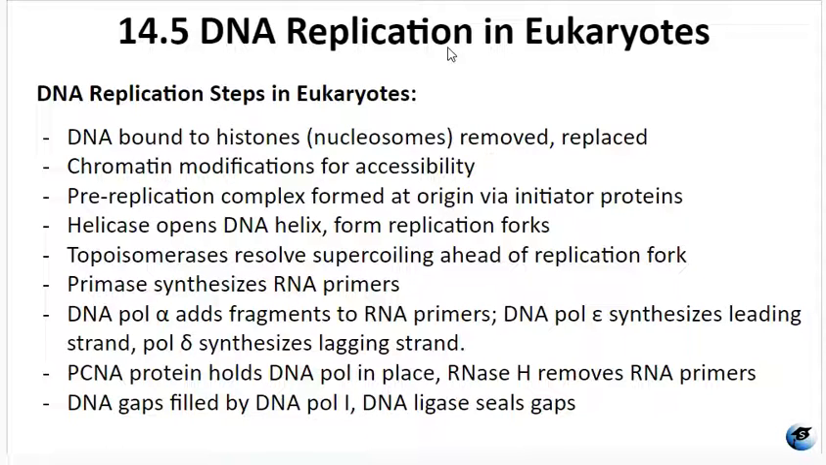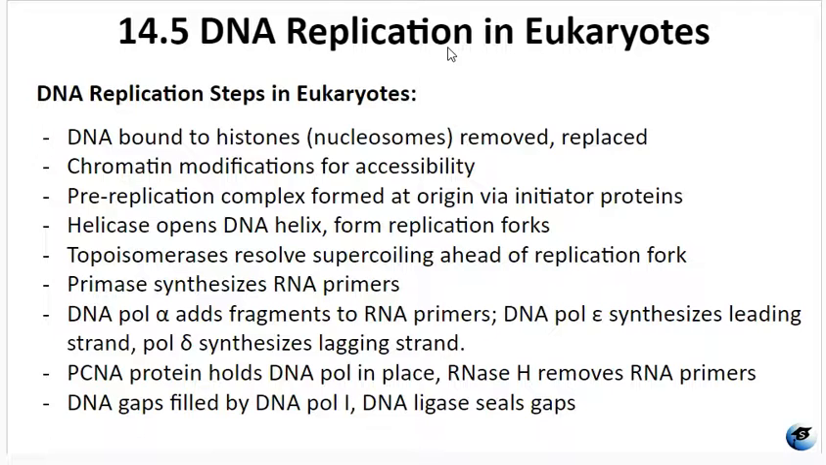DNA polymerase alpha adds short DNA fragments to the RNA primers. Polymerase epsilon synthesizes the leading strand continuously, and the lagging strand is synthesized by DNA polymerase delta. Then a sliding clamp protein called PCNA helps to hold the DNA polymerase in place as polymerase delta encounters the RNA primer on the lagging strand. It displaces it from the template. RNase H removes the displaced RNA, and then DNA nucleotides replace it. The Okazaki fragments in the lagging strand are joined, and then DNA ligase seals the remaining gaps.